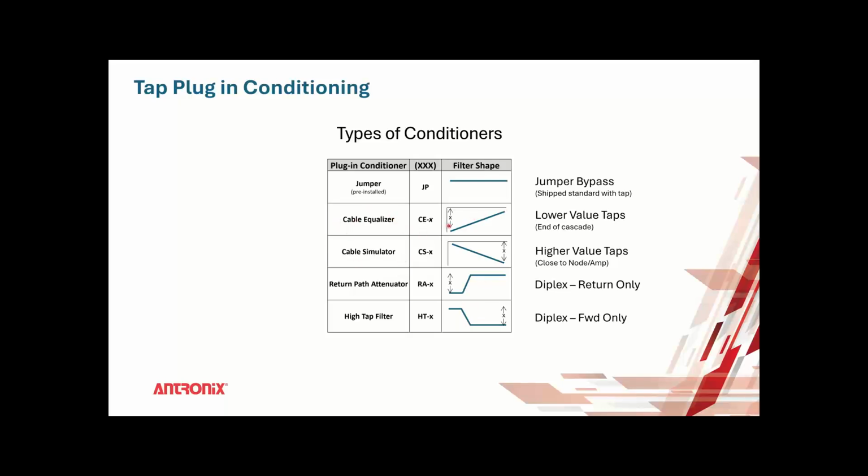As you can see, the cable equalizer is something like the return path attenuator, except it's flat. So you can accomplish what you want to do with a cable equalizer in place of a return path attenuator. And vice versa, you could do what you need with a high tap filter using a cable simulator. So we don't recommend a diplex version. Those were available a long time ago, and fewer customers use them, because we recommend using a diplex agnostic version.